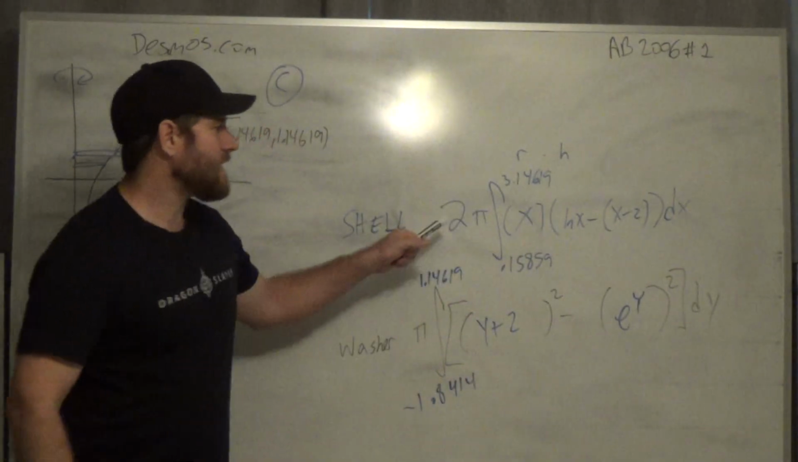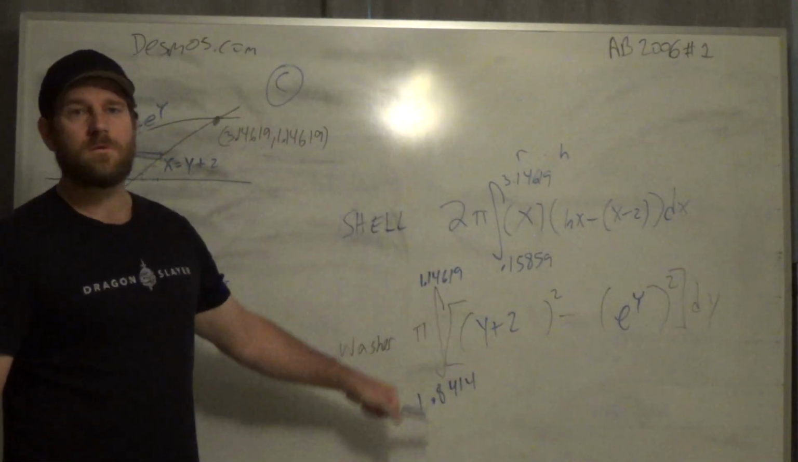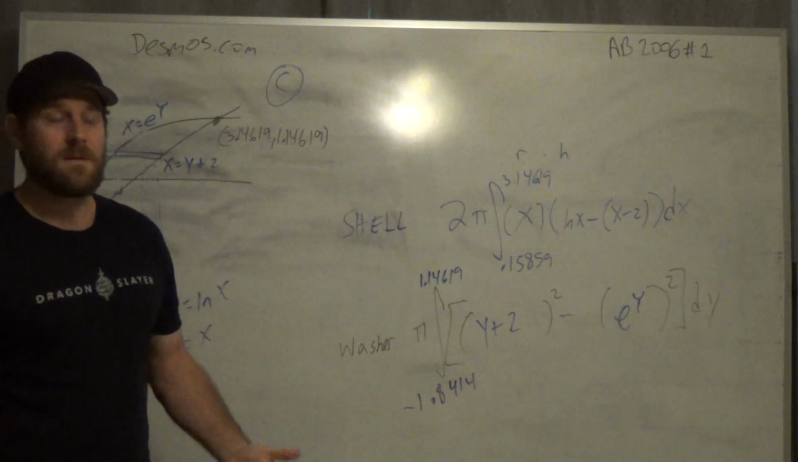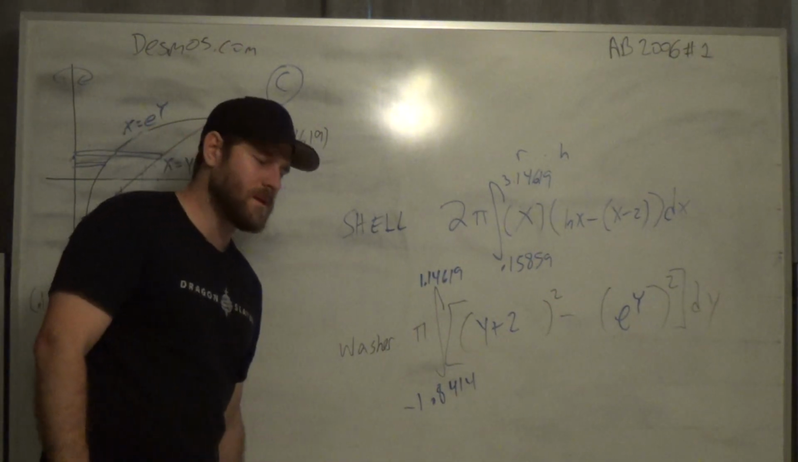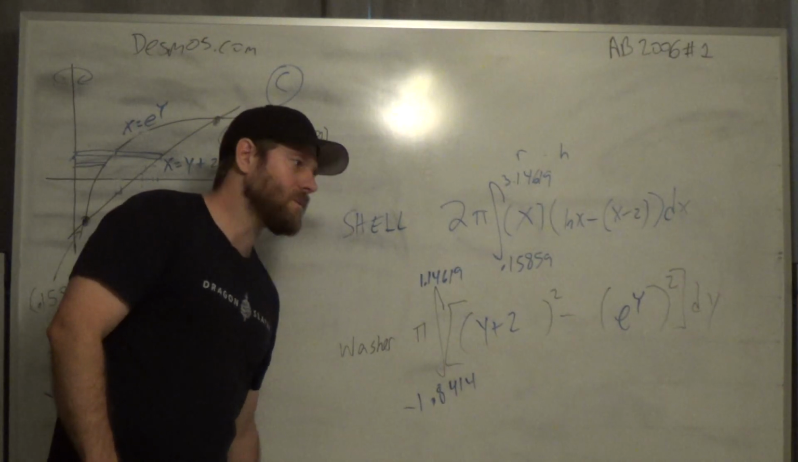So both of these examples are acceptable. You could type both in your calculator. You'll get the same exact answer, but they don't ask us to type them in the calculator. They say, hey, just set it up only, and that's good enough. And that's what we did.